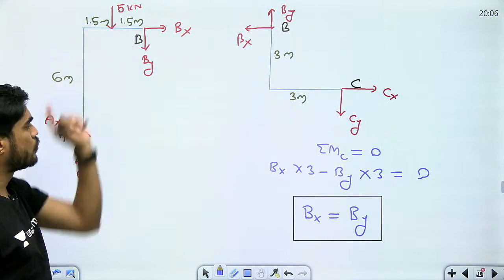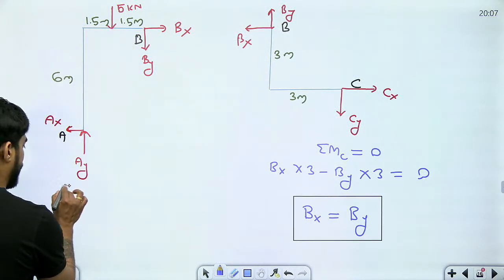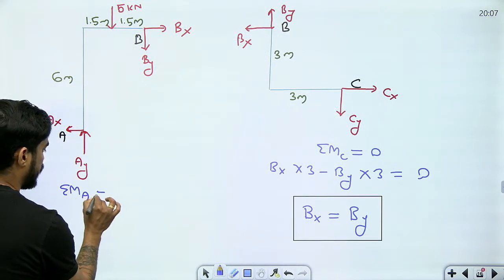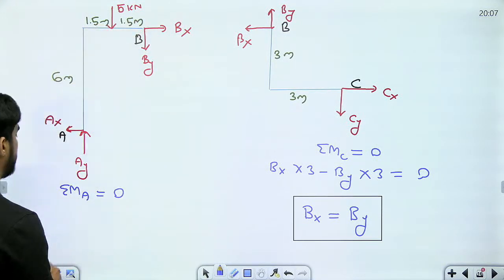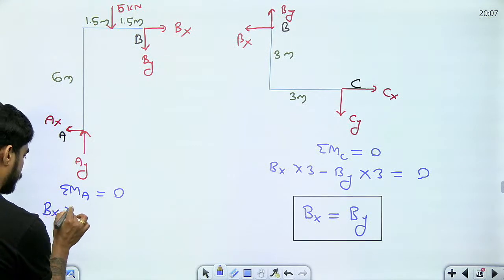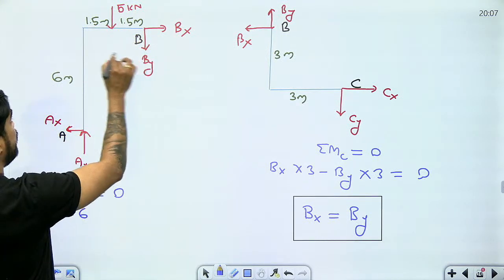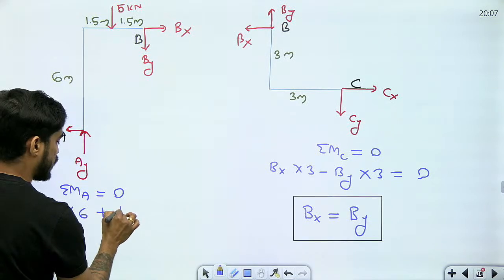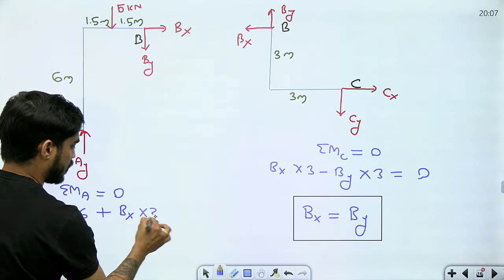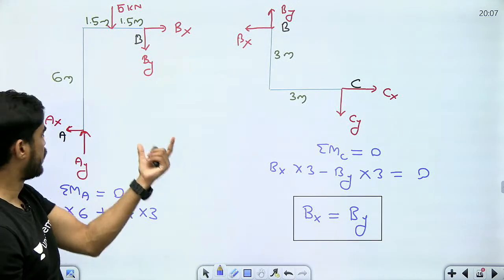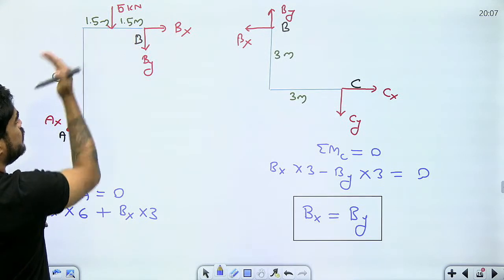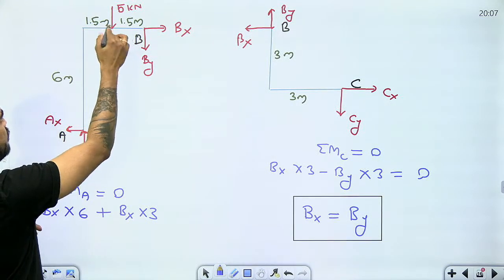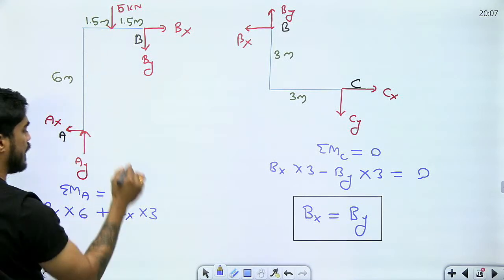and you will get the values of bx and by. So if I take moment at A here, what am I going to get? Bx multiplied by 6 plus by multiplied by 3, which is also bx, है ना, by is bx, तो मैं by को भी bx लिख देता हूं. So by is bx, so bx multiplied by 3 plus 5 multiplied by 1.5.